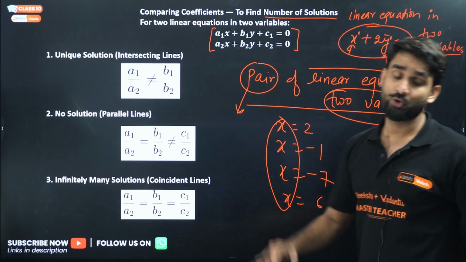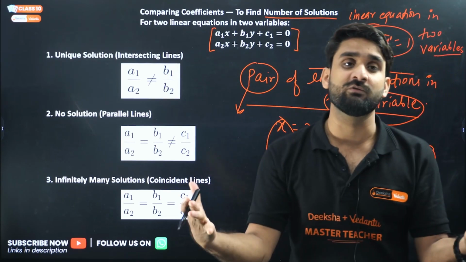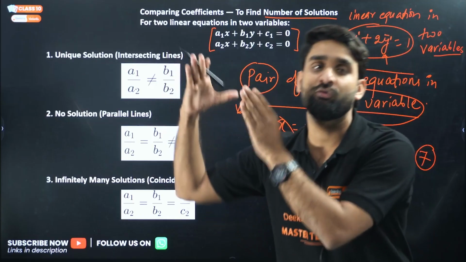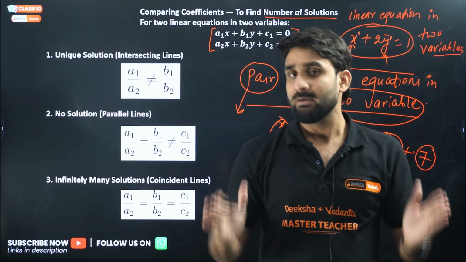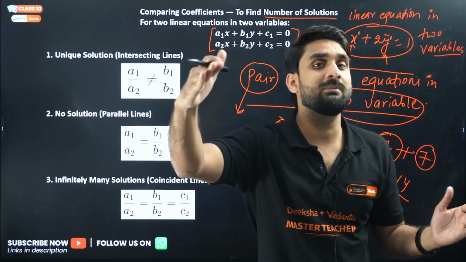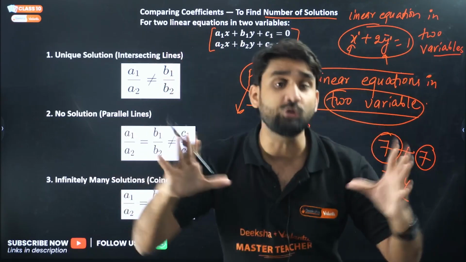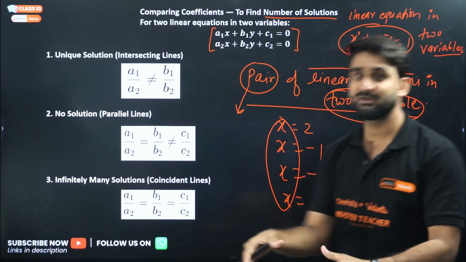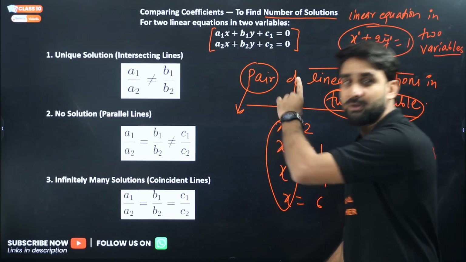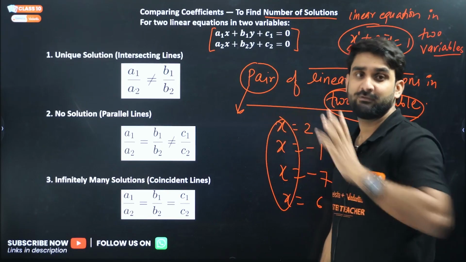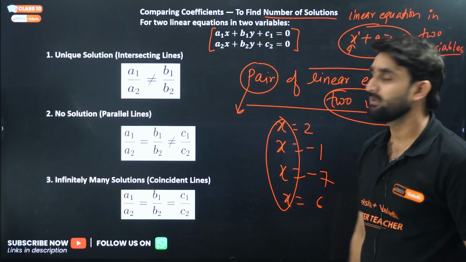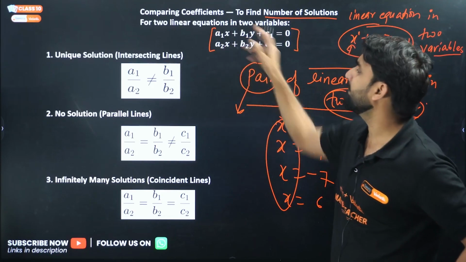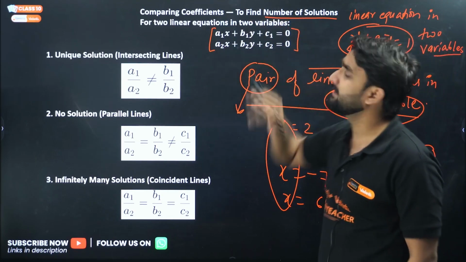variables. So if you will be doing any question from the chapter pair of linear equations in two variables, each question will have two linear equations in two variables. How many linear equations will be there? Two linear equations in two variables will be there, and that is the reason why the heading of this chapter is pair of linear equations, right? And we have to find out the solutions. How many solutions will be there? So without calculation, we can also find the number of solutions.